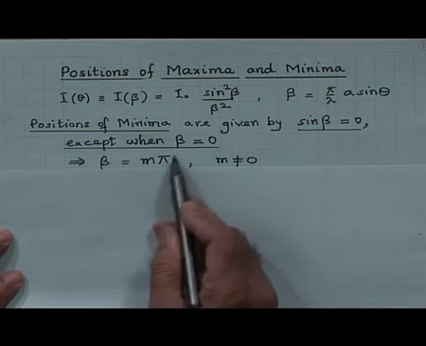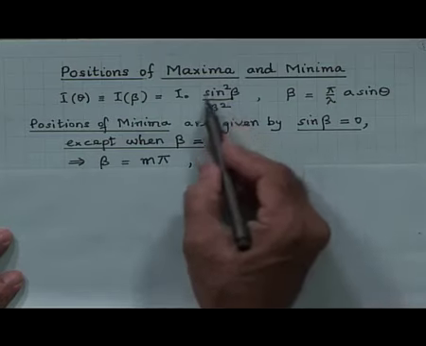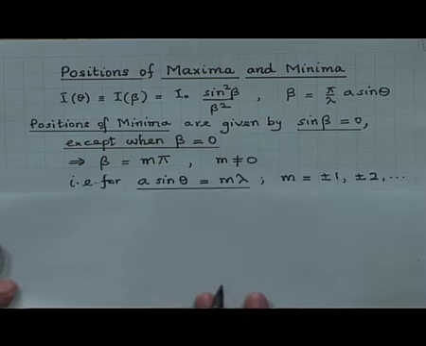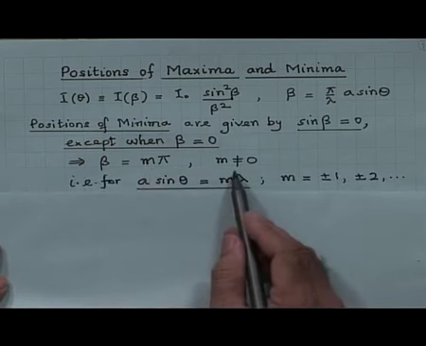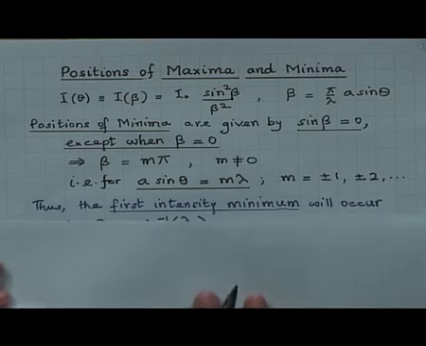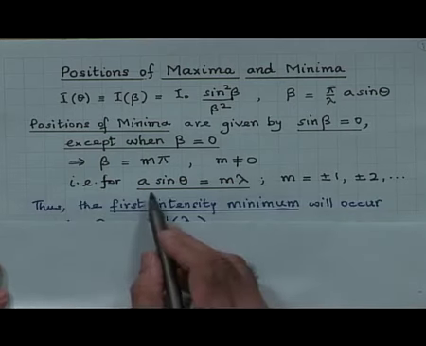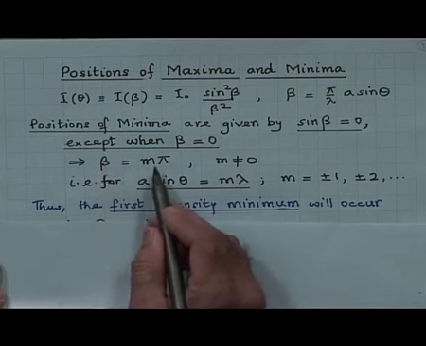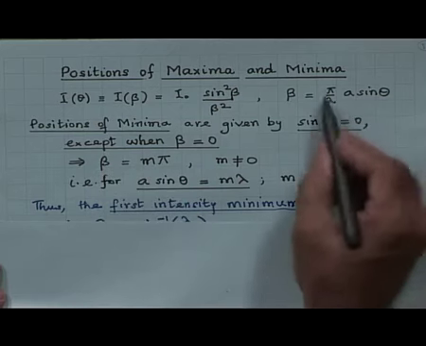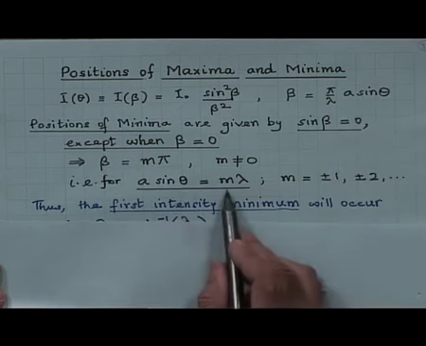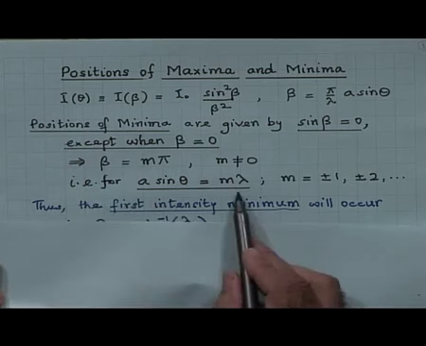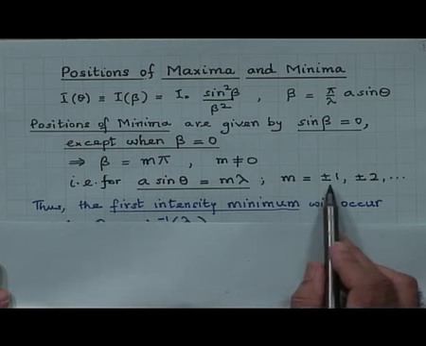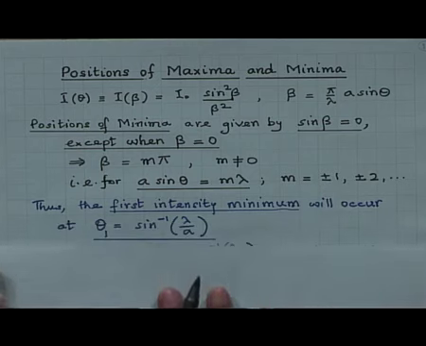Otherwise, the positions of minima are given by sin beta is equal to 0, or that implies beta is equal to m pi, except m not equal to 0. That is, for a sin theta, beta is equal to m pi, beta is given by this, which implies a sin theta is equal to m lambda, are the positions of minima, where m is equal to plus minus 1, plus minus 2 and so on.